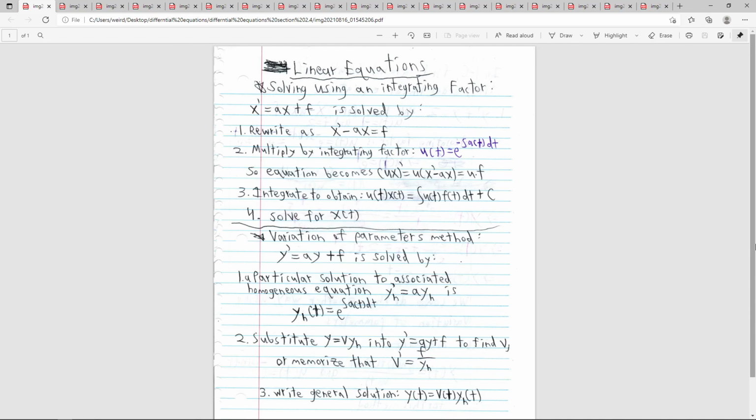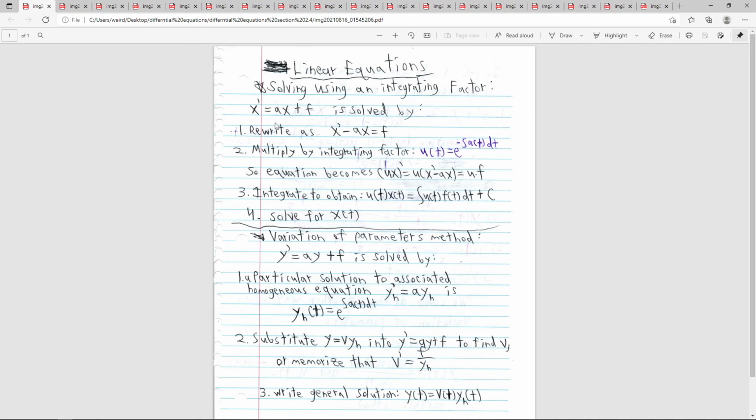You'll see, but I think it's easier when it's done in practice. It's a lot easier to understand what you should remember and what you shouldn't. But you don't need to worry about it. They claim you rewrite it as x prime minus ax equals f. You can also rewrite it as x prime equals ax plus f, depending on the circumstance.